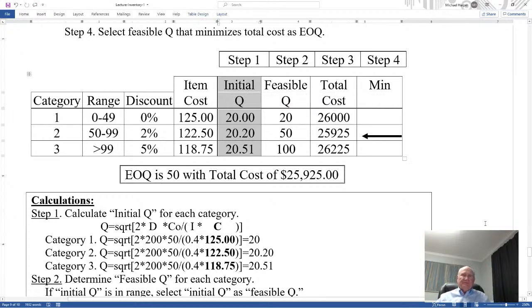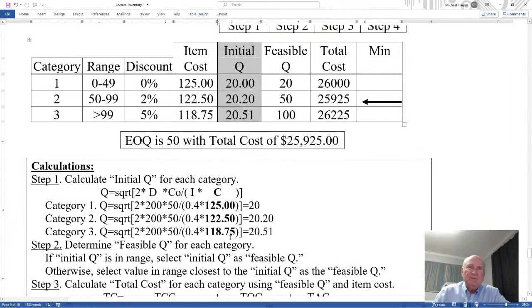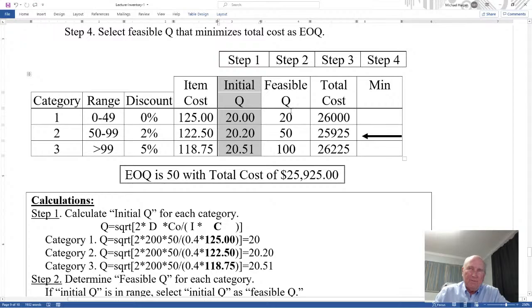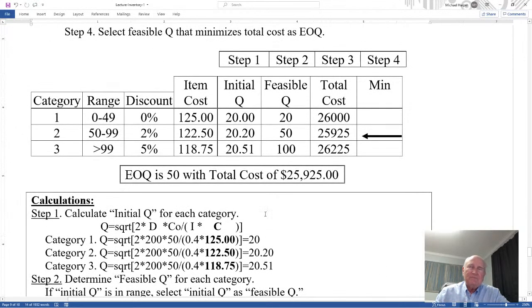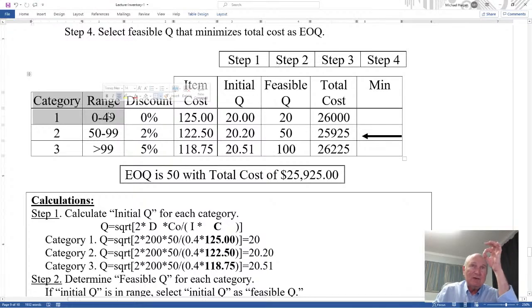Step 2. From the initial Q, determine what is called a feasible Q. Well, down here, if the initial Q is in the range, select the initial Q as a feasible Q. Otherwise, select the value in the range closest to the initial Q as a feasible Q. What that means is this. Category 1. Notice the initial Q is 20. 20 is in this feasible range. 20 is between 0 and 49. So it's in the feasible range. Since it's in that range, if I order 20, they'll charge me 125. So therefore, 20 becomes my feasible Q because it's in the feasible range.